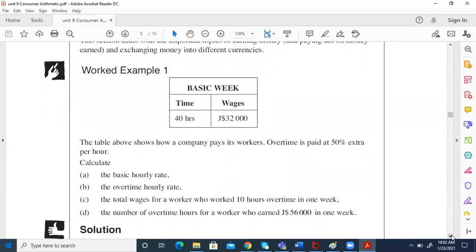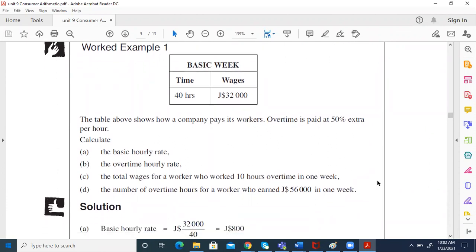Basic week time, 40 hours, wages, $32,000. The table above shows how a company pays its workers. Overtime is paid 50% extra per hour. Calculate the basic hourly rate, the overtime hourly rate, the total wages for a worker who worked 10 hours overtime in 1 week, and the number of overtime hours for a worker who earns $56,000 in 1 week.